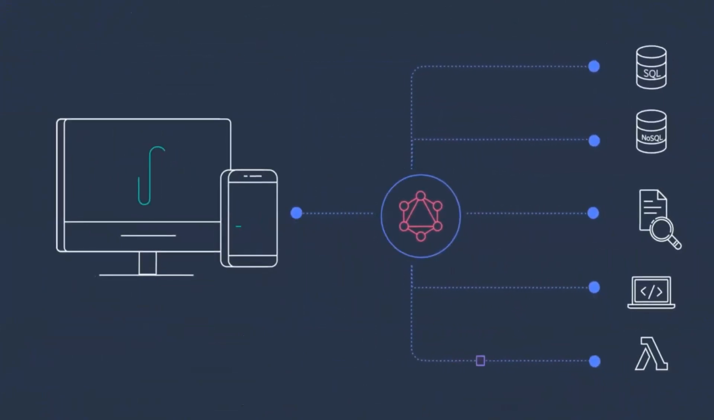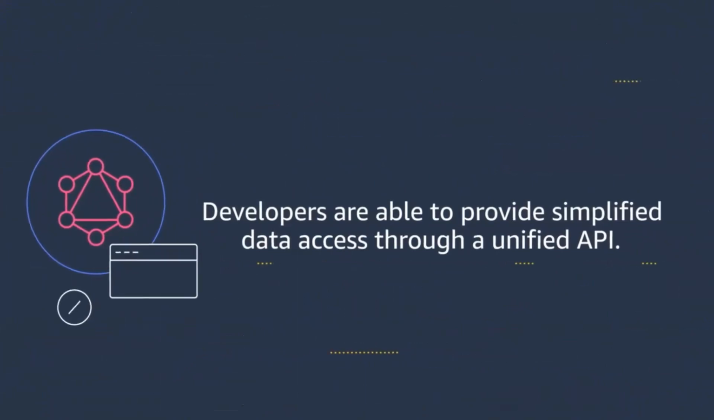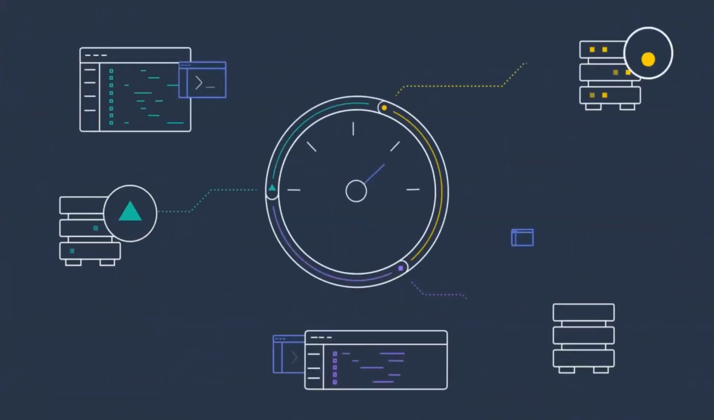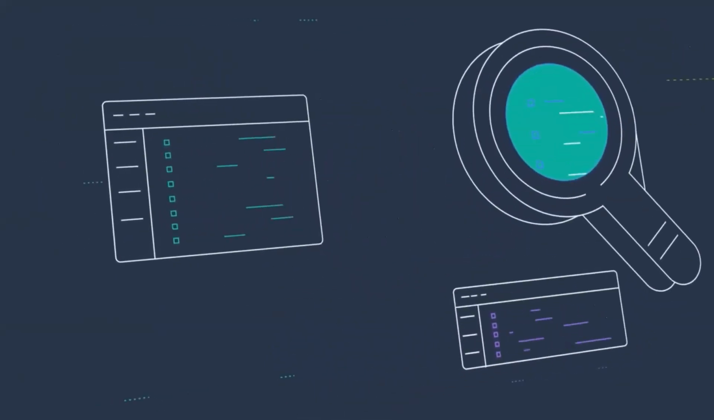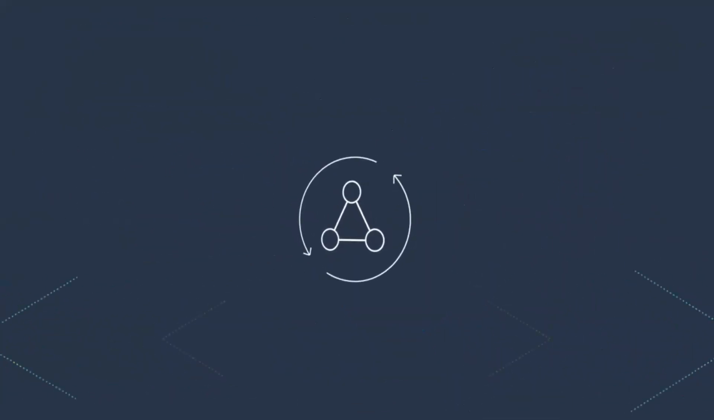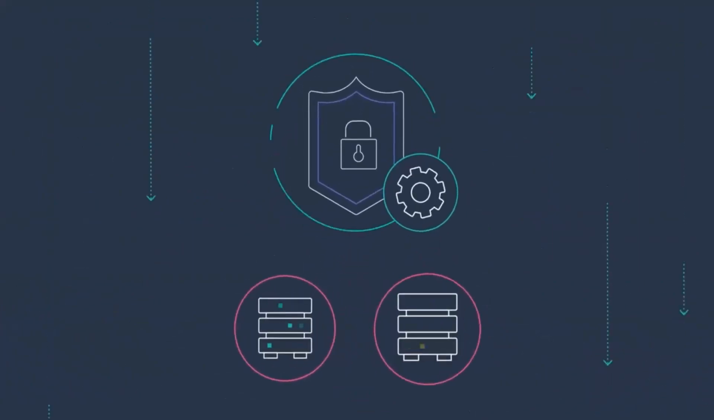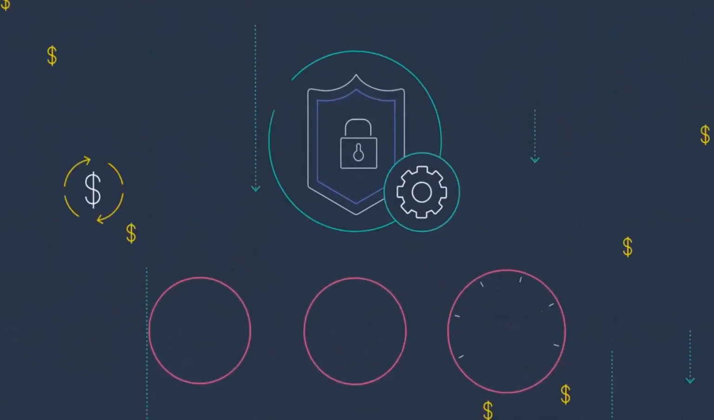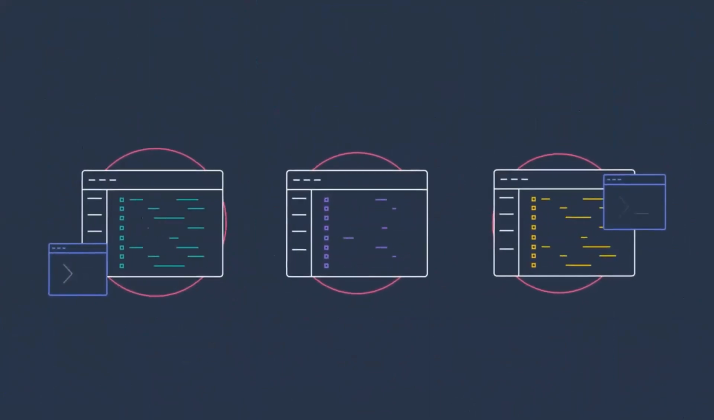GraphQL enables faster development because backend developers are able to provide simplified data access through a unified API. As a result, front-end developers always have access to the data they need to quickly add features to applications. With AWS AppSync, your applications scale automatically with built-in security, caching, and fine-grained access control. With no servers to manage, your costs are lower, and you can focus on your code and not infrastructure.